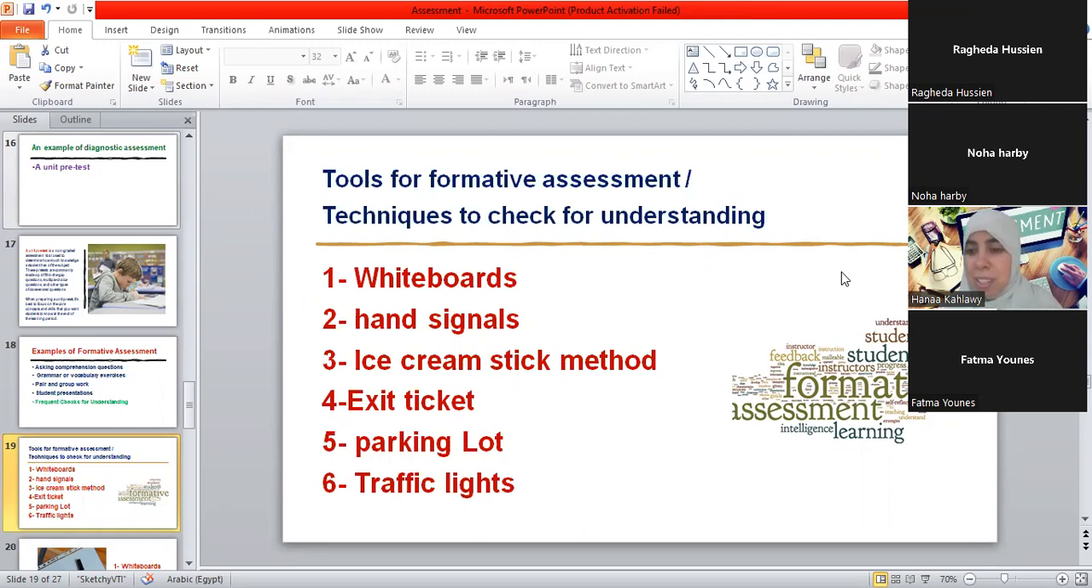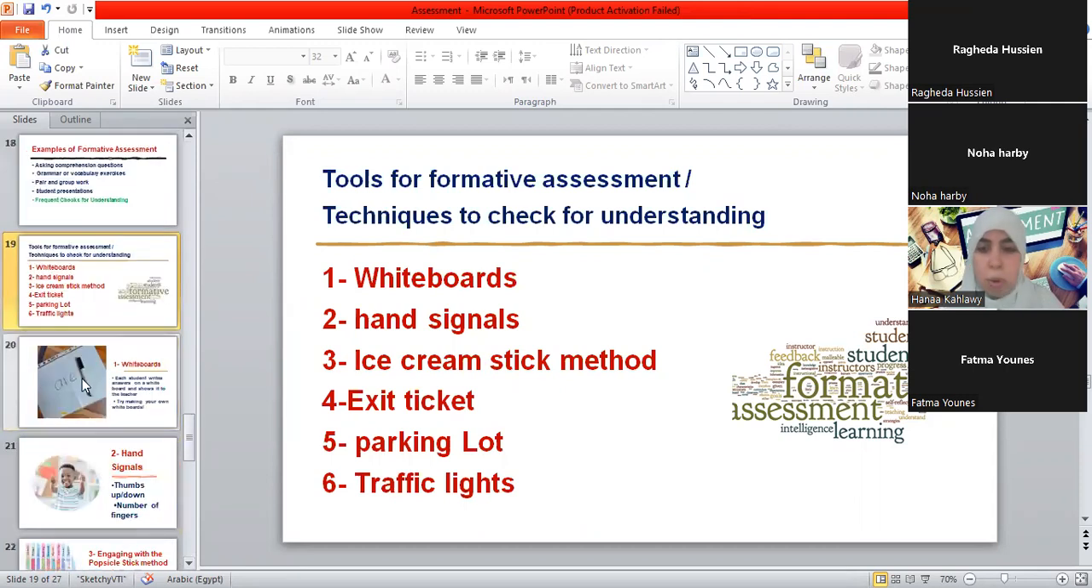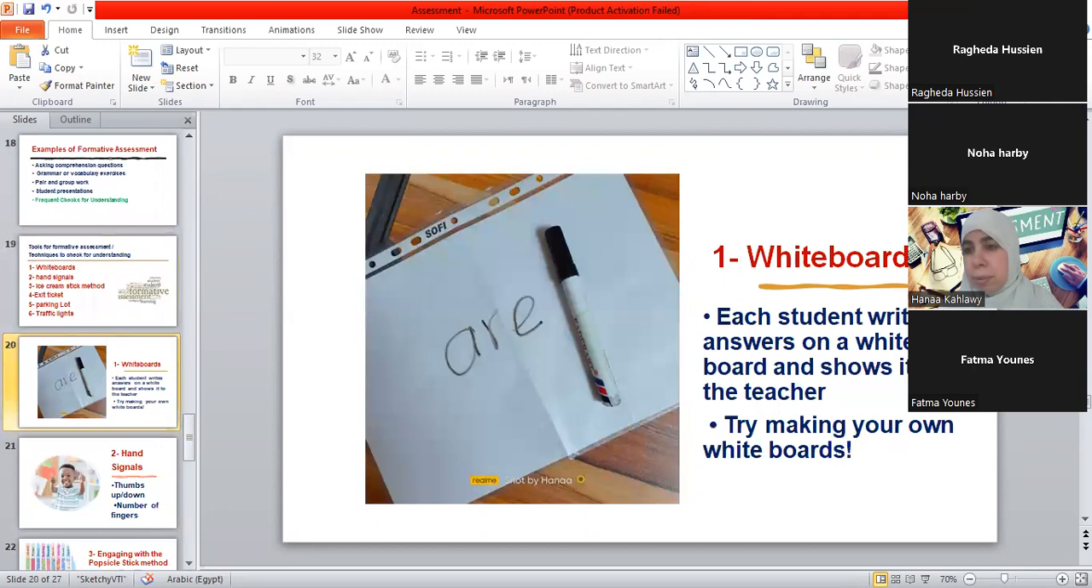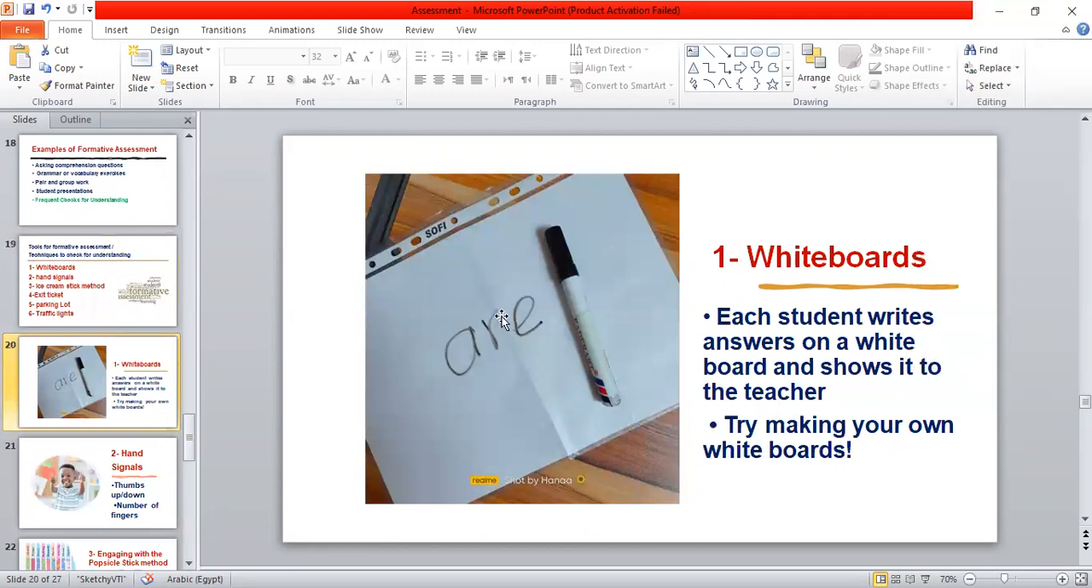And whiteboard, this is number 1 here in our list. I'll share it on the screen now. So this is the whiteboard. It's all about a plastic file, and you can put a sheet of paper in it, and each student can have his or her own whiteboard. When I want to ask a question to check their understanding, they just write down their answer and hold it up to show me.